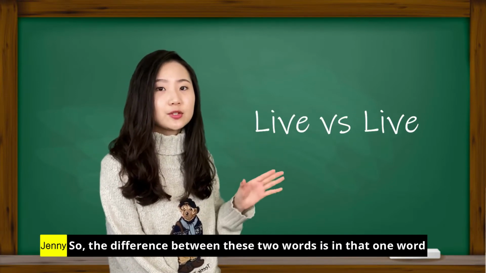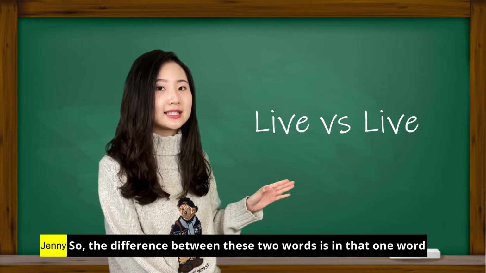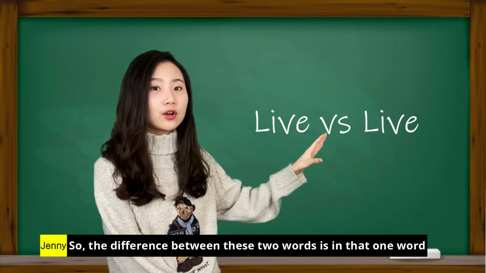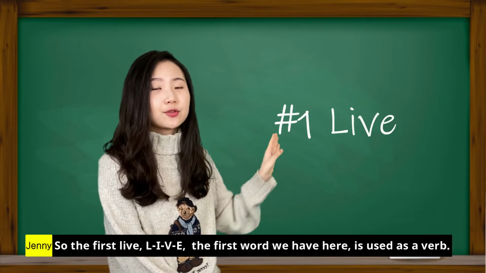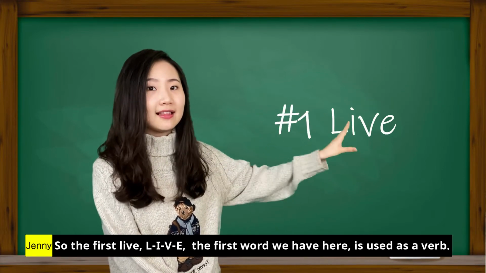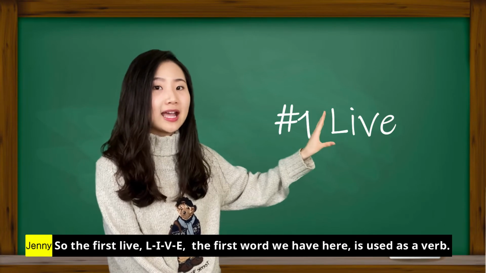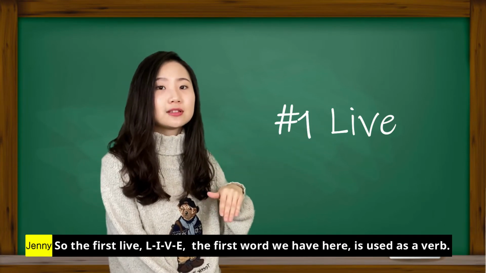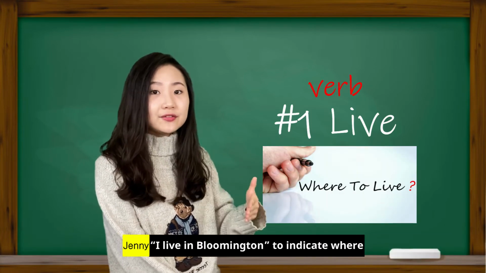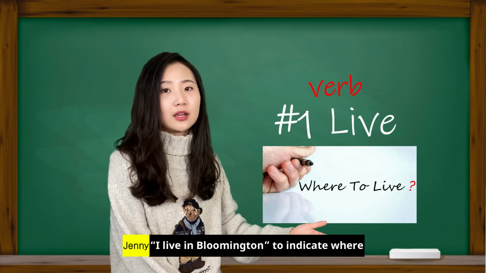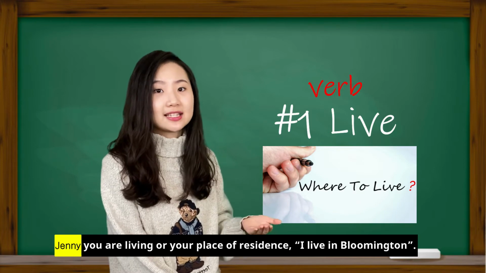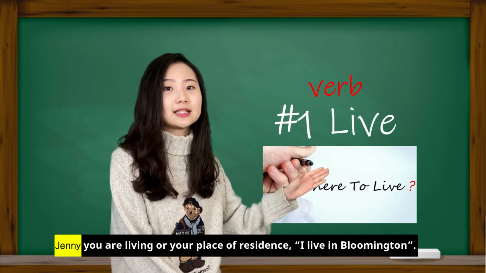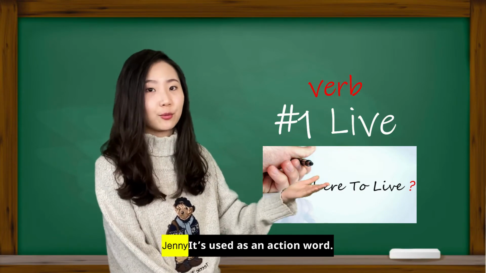The difference between these two words is that one word is a verb and one word is an adjective. The first live, L-I-V-E, is used as a verb. I live in Bloomington, to indicate where you are living or your place of residence. I live in Bloomington. It's used as an action word.